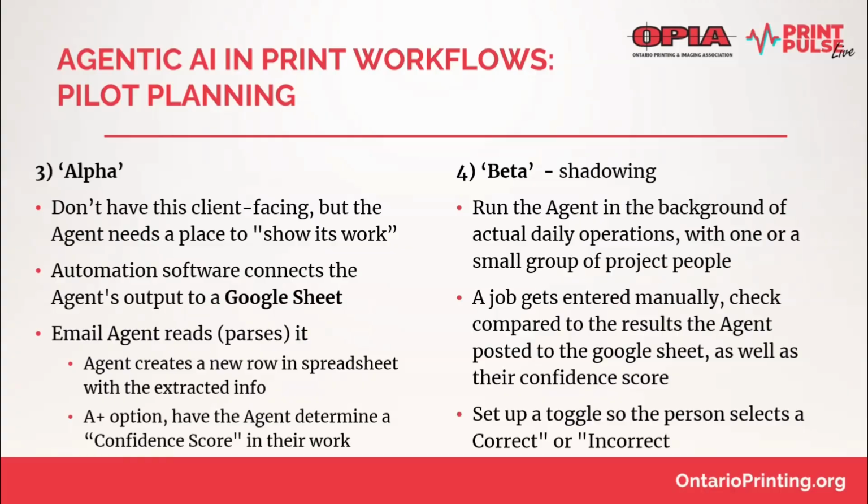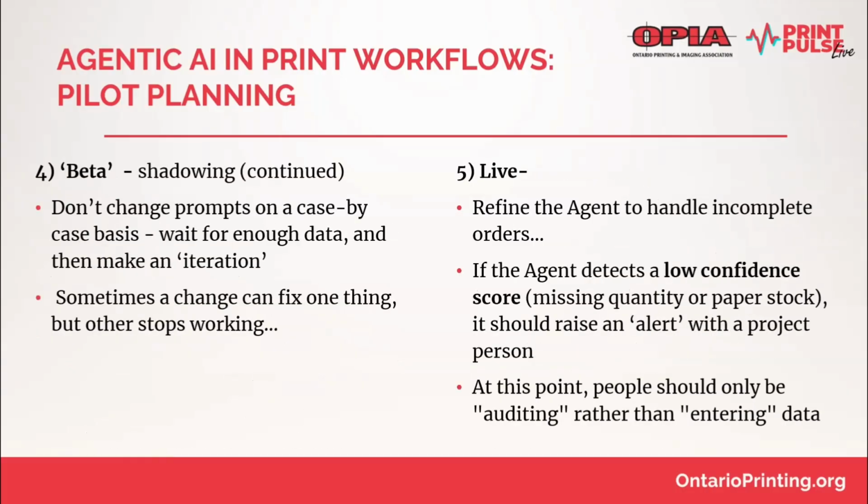My own opinion, only change one thing at a time. You'll be like me today, not running into great news when you're trying to do the demo. But once you've got the alpha sorted out, move it into beta and have it actually run in shadow. So the background daily operations, you've picked hopefully just one person, maybe a small group of people, might even just be for one client. And then your job can get entered manually, but you check that against the results that the agents did to see if they're close or what might need some further work. And then you can set up an option for the person doing the checking where they can toggle it or flag it as either right or not right, and just track the pure efficacy.